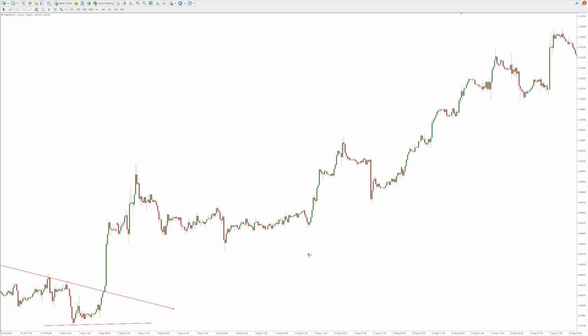So you've got a deep pullback here. Lots of consolidation. You can just draw your resistance in the consolidation. Market's making higher lows. Okay, and trade a breakout there. Take your 15 pips if you like. Let's just say here you exit here for 15 pips.